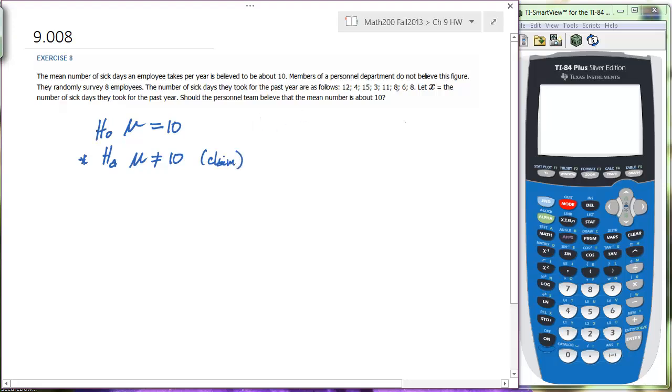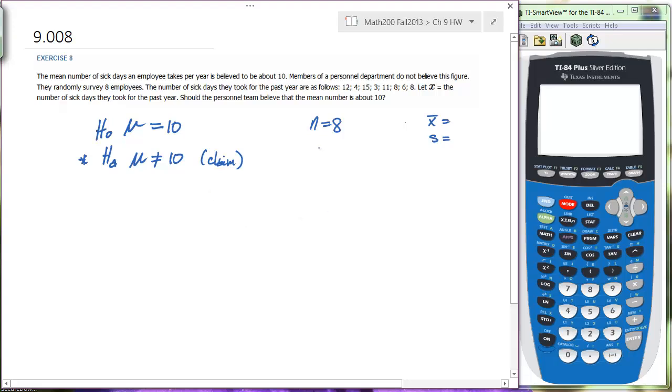Now let's take a look at what we have for our data. We have our data here. We have 8 employees, and we got these numbers. So what we could do is punch in our calculators and find the sample mean and the sample standard deviation, and then we can use this information to compute your test statistic and your p-value. But instead of doing that, we're going to let the calculator do all the work for us.